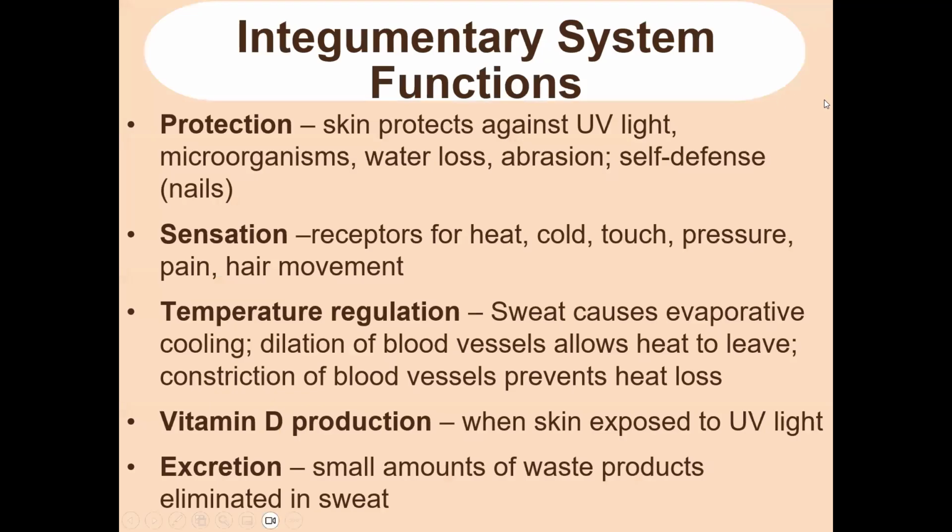So one of the main functions is going to be protection. So we protect our skin against UV light. We do that with melanin, that pigment. Microorganisms landing on the surface of the skin, we're going to try to keep those out. It's going to prevent water loss. We'll talk about how the different layers of the skin help us do that. We have a whole lot of layers of epithelial cells at the top of our skin because it helps protect against abrasion. And then self-defense is one that you may not have thought of, but you could use your nails for defense if you need to.